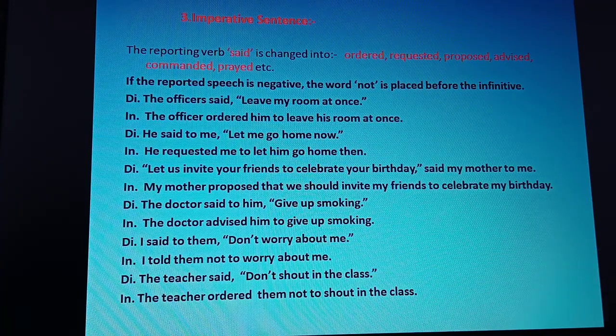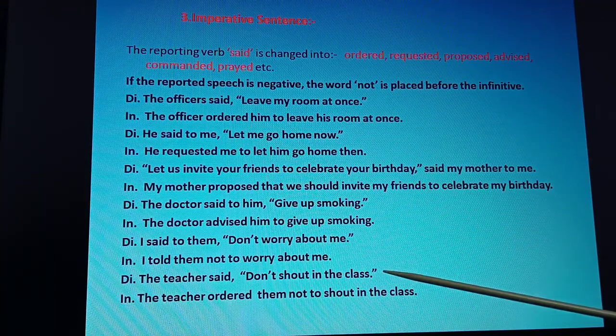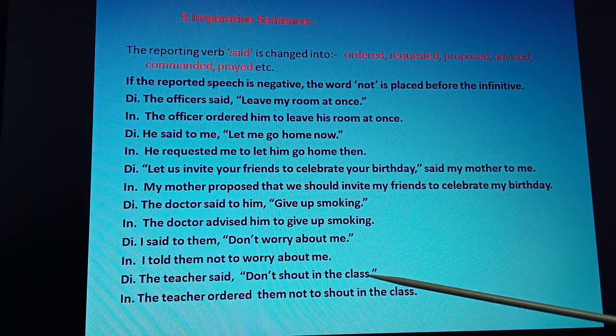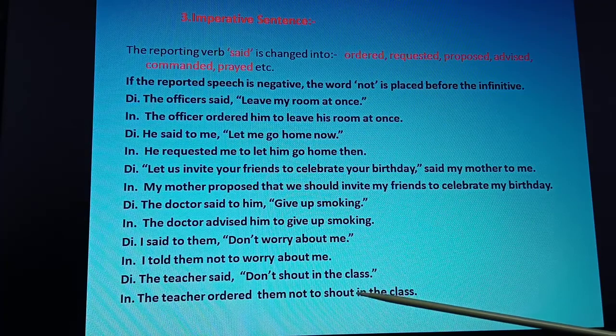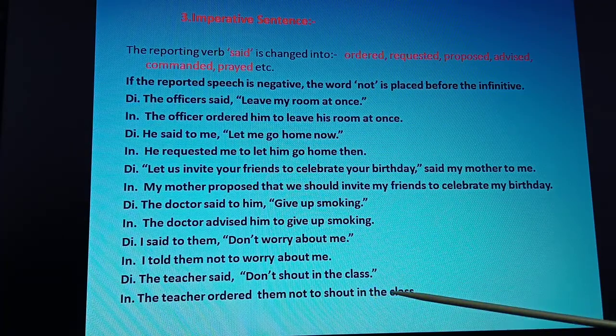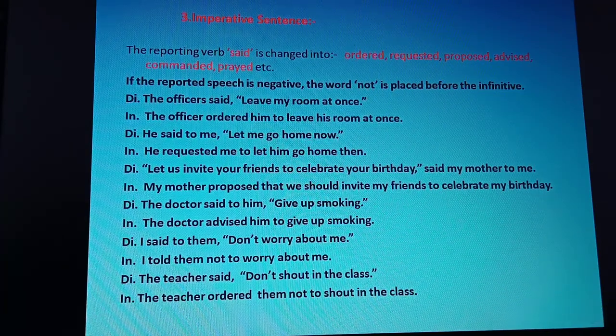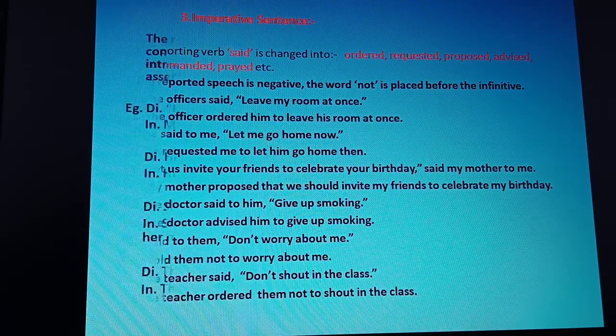Again, the teacher said, "Don't shout in the class." The teacher ordered them or commanded them, okay, not to shout in the class. Learn the rules properly, my dear students. Otherwise, it is difficult. Indirect speech is a compulsory question in grammar. You never know whether it will be an assertive sentence, an interrogative sentence or an imperative sentence. You will have to learn everything.